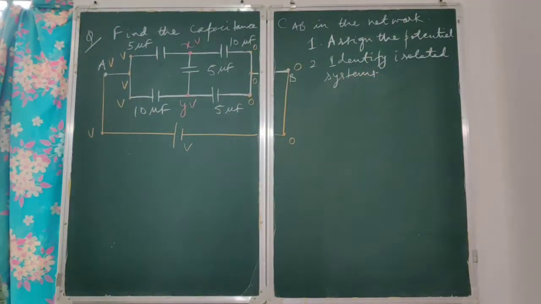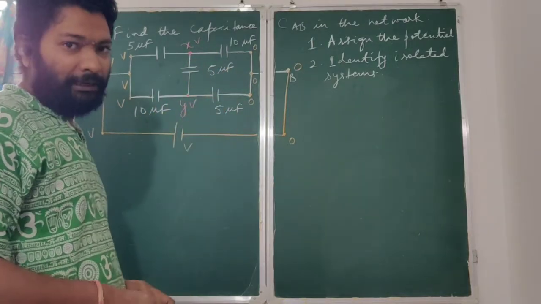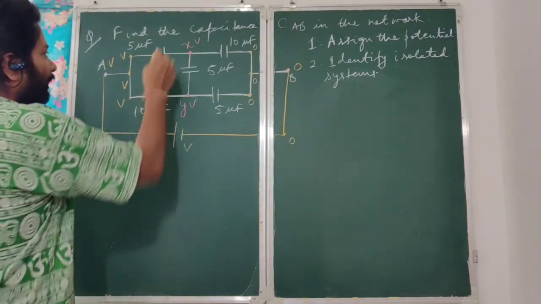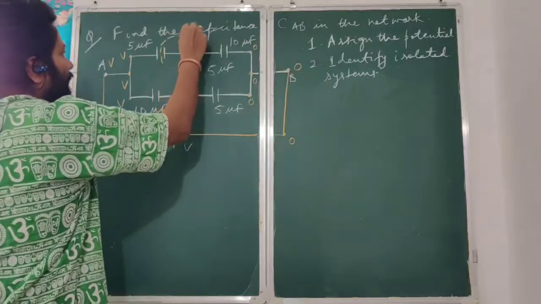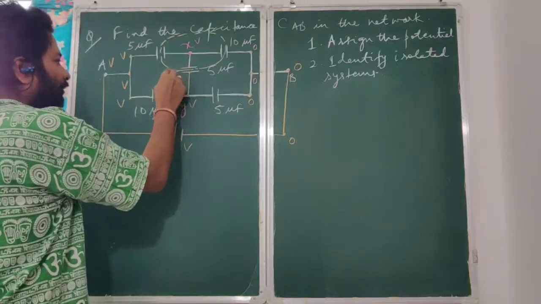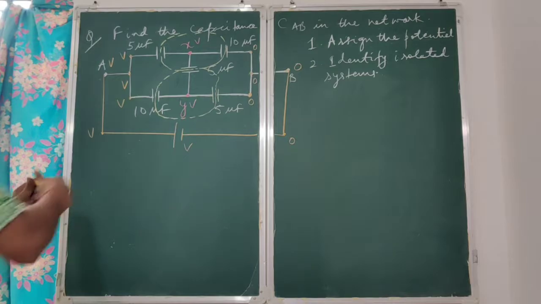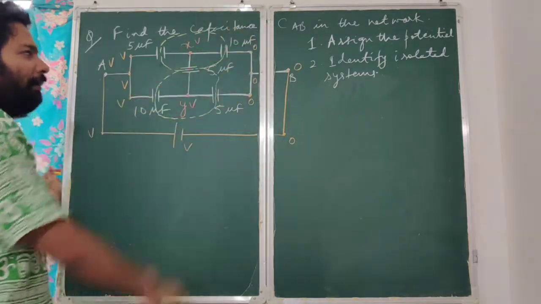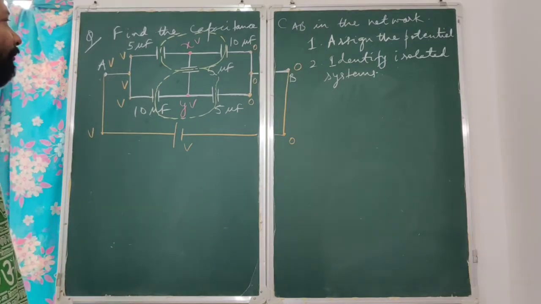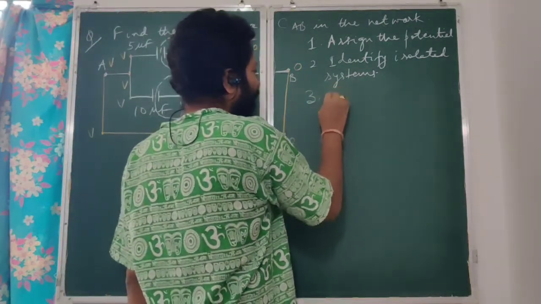An isolated system means a part of the circuit which you can remove from the circuit without disturbing the whole circuit. If you see it here, how many isolated systems are there? One is here, I am encircling it. This is one of the isolated systems. Another isolated system is this. I can remove this part and this part without actually disturbing the circuit. We already know the net charge on an isolated system is 0.